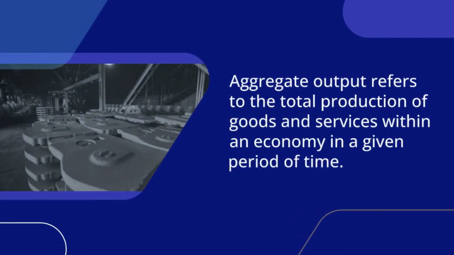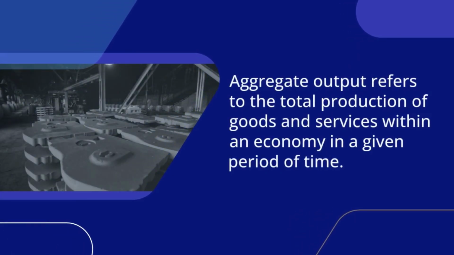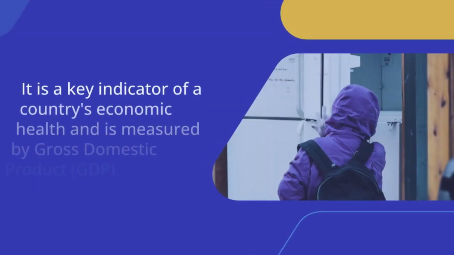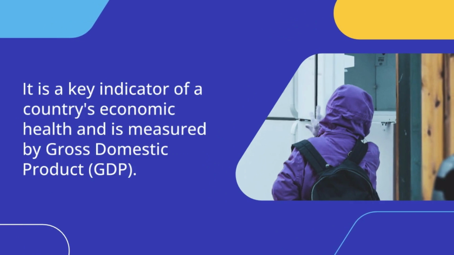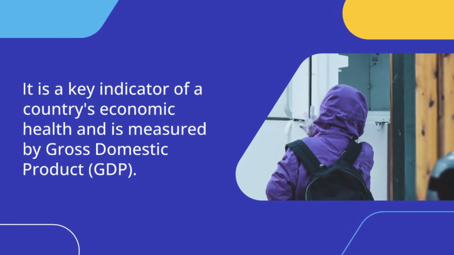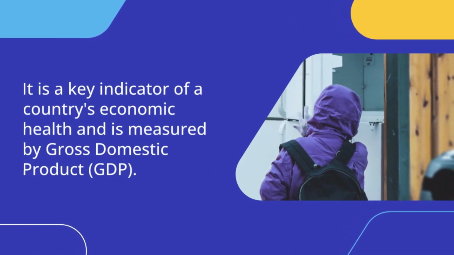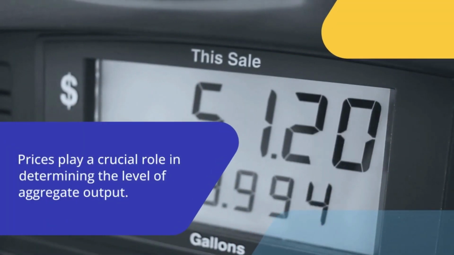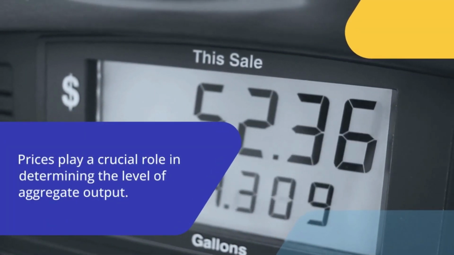Aggregate output refers to the total production of goods and services within an economy in a given period of time. It is a key indicator of a country's economic health and is measured by gross domestic product, GDP. Prices play a crucial role in determining the level of aggregate output.